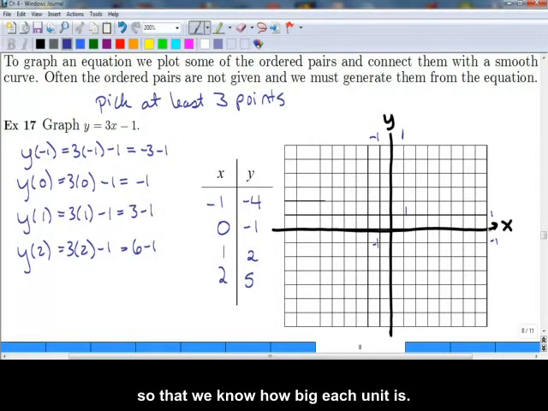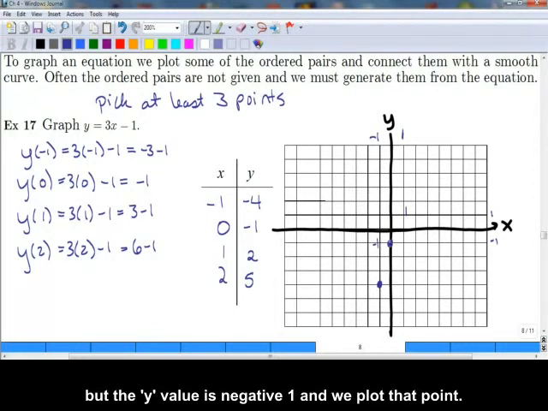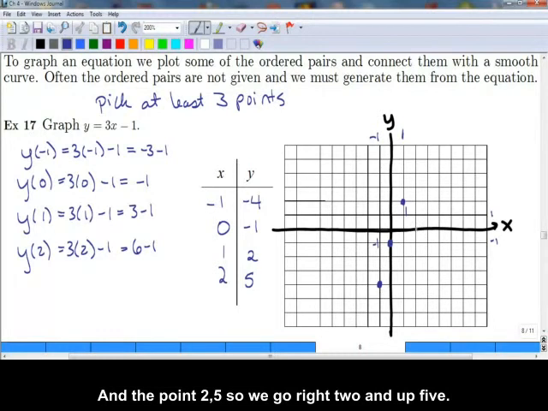So in this case, we've got x is -1, so we go left 1, and then y is -4, so we go down 4, and we plot that point. And then we have the point (0, -1), so x doesn't move left or right, but the y value is -1, and we plot that point. And then we get the point x equals 1, y equals 2, so that is right there. And the point (2, 5), so we go right 2 and up 5.